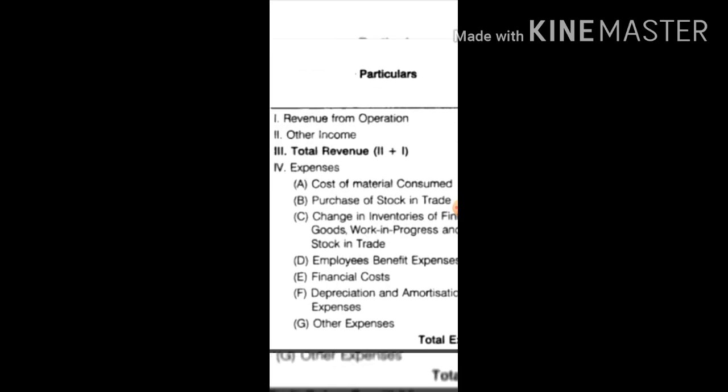Then next, profit before tax. Profit before tax means total revenue minus total expenses. Total revenue means including other income. So total revenue minus total expenses is equal to profit before tax. Then next, less income tax. Income tax you deduct from this profit before tax, you will get profit after tax. So this is the format.